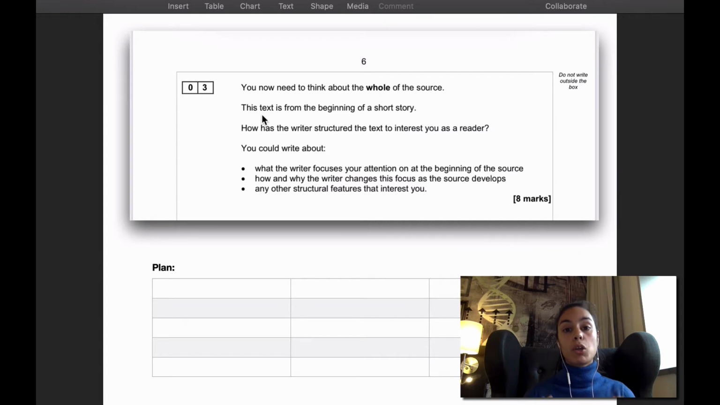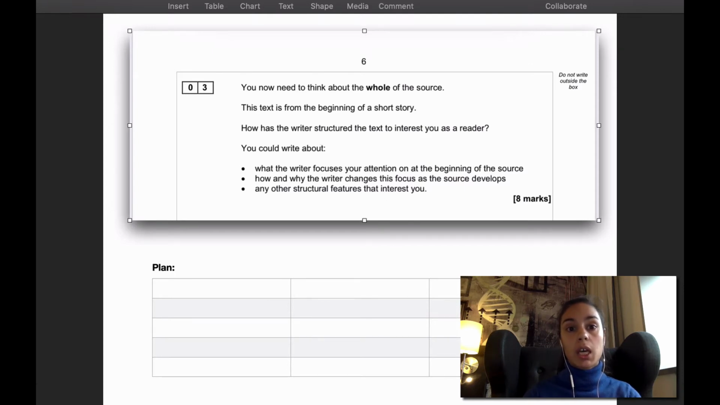As the question says, how has the writer structured the text to interest you? So you can think about your personal response to the text. When you're reading, what things did you notice that interested you? Why did you want to keep reading? And what they're asking you to do is not look at the big themes or anything like that. This is your English language paper, so you need to look at how the writer has structured the text.